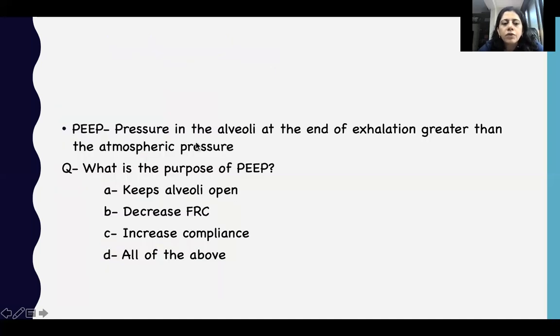The next terminology we need to understand before we start is PEEP. PEEP is the pressure in the alveoli at the end of exhalation which is greater than the atmospheric pressure. The purpose of PEEP is to keep the alveoli open.